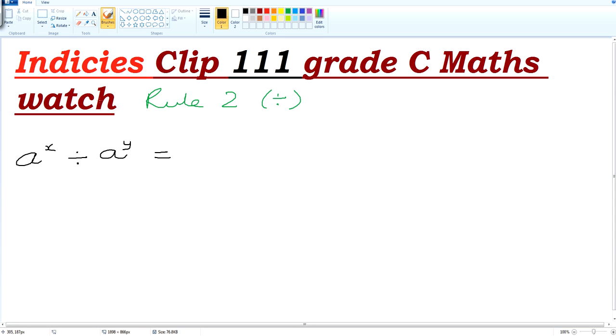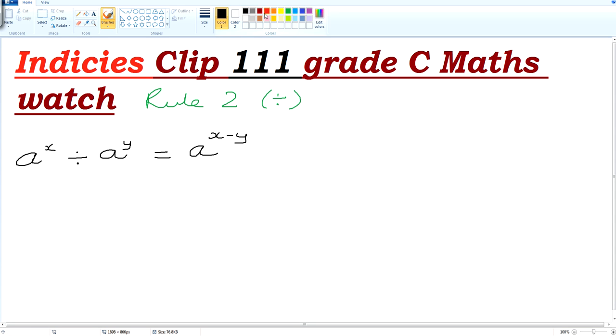Now, if I look at rule number 2 today, my students have looked at the division rule. So, what happens when we divide? What do we do with indices when we divide? We minus them. That is what the rule says. This is our algebraic identity for indices. As long as we have a here and a here, we're dividing by the same thing. When we consider the indices, we minus them.